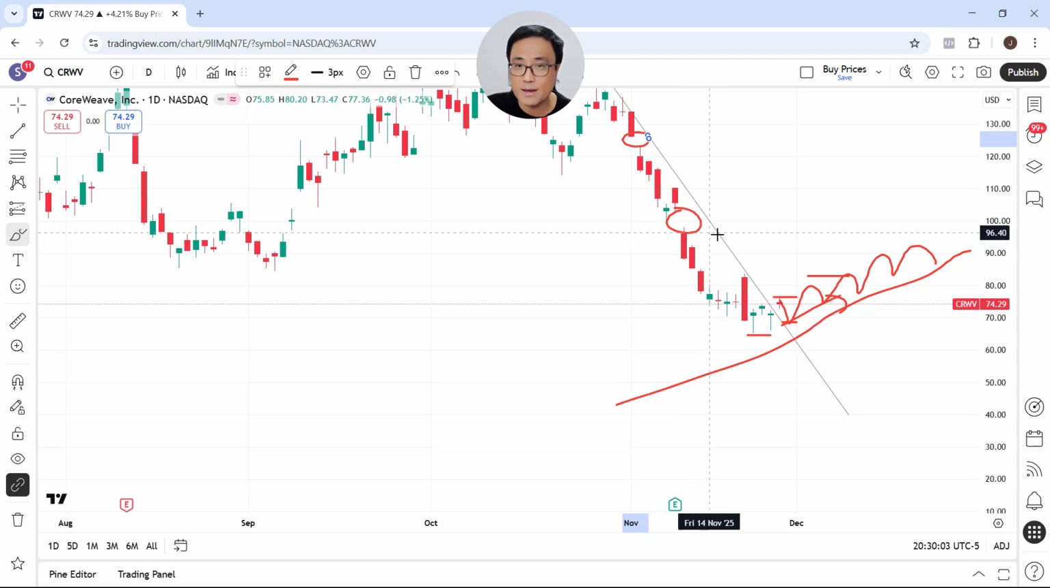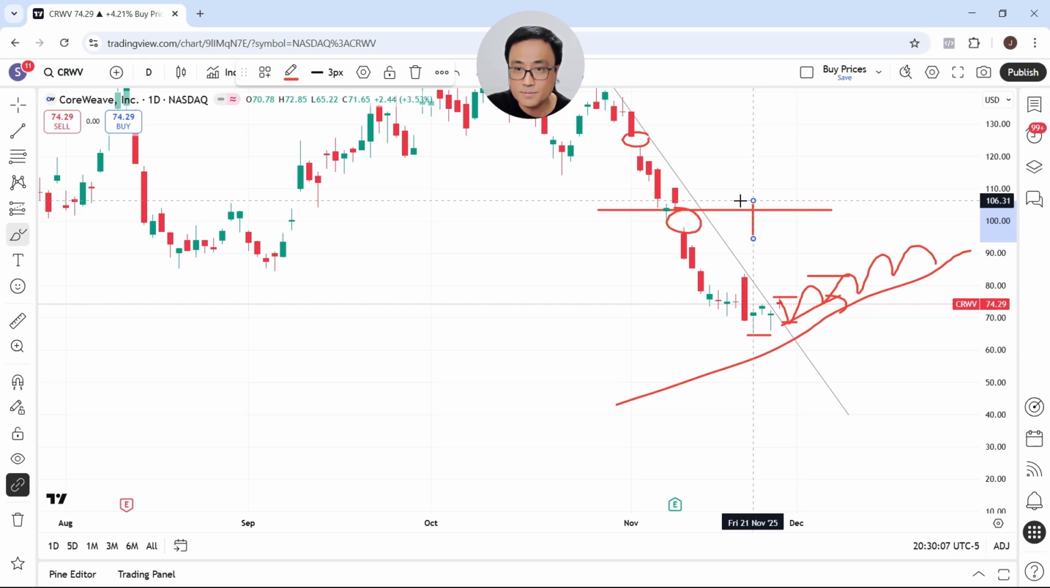Gaps are important because it's unfinished business, and usually prices like to close this gap. We say close the gap, meaning the price goes back so that it closes this air pocket. So the next price target that I would anticipate would be around here, this air pocket at about 103, 104.